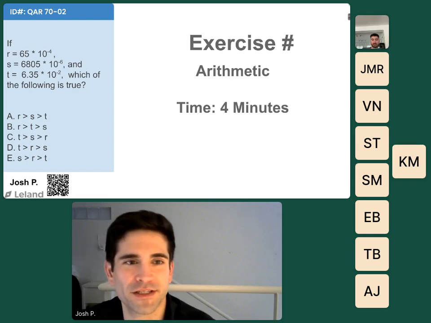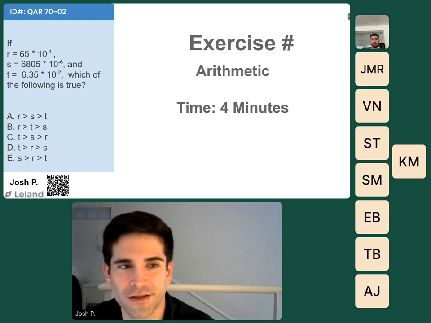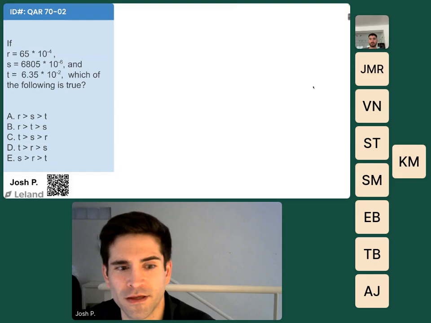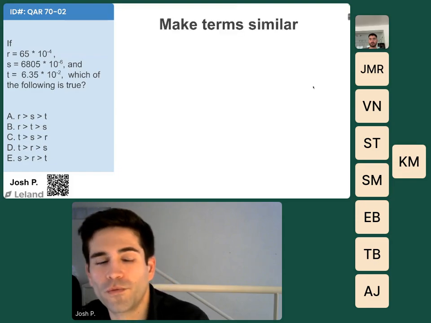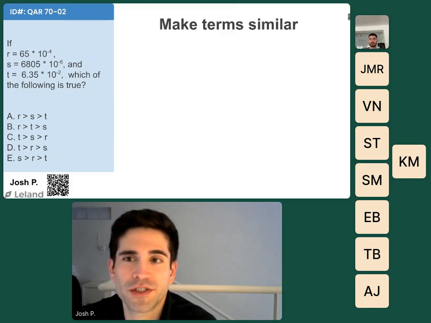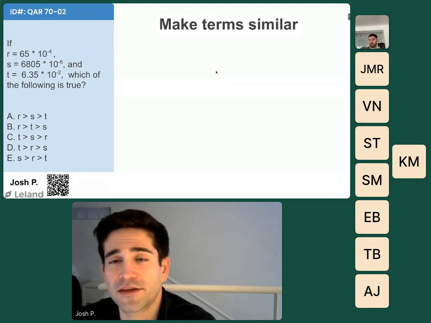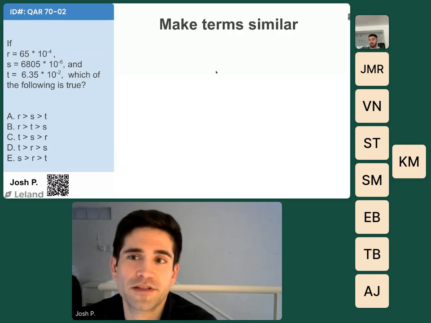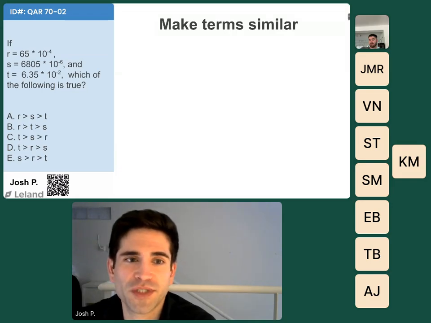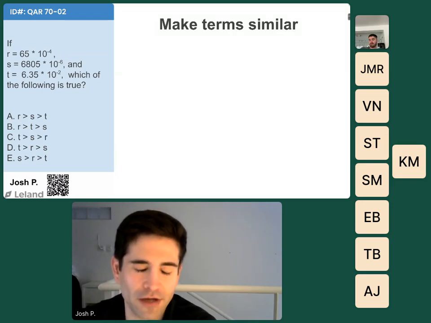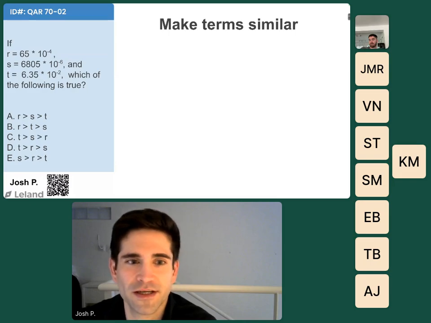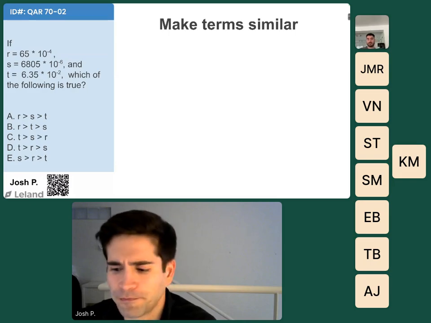Okay, time is up. Let's see how we can approach this exercise. Now, what essentially we're trying to do is compare these terms and order them from greatest to least. The easiest way, in my opinion, to do this is to make the terms as similar as possible. That allows comparisons to be done in a much more intuitive manner.